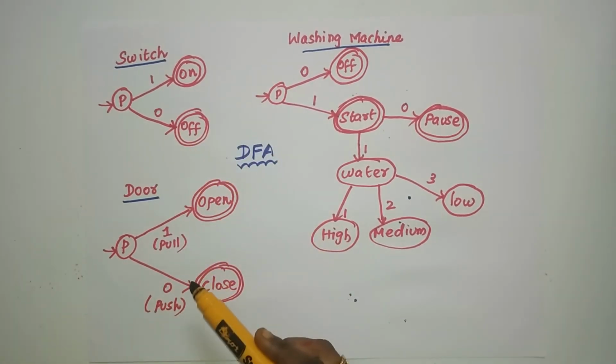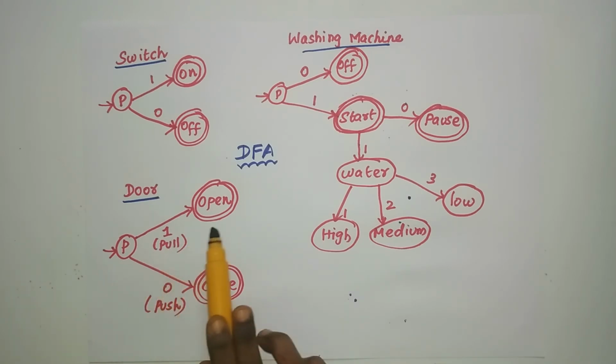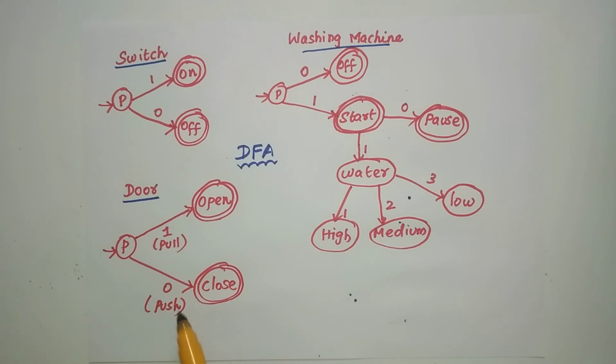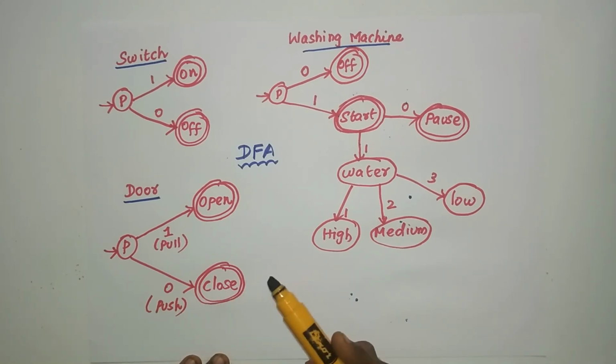When you take a door, the machine is in the state P. When you give 1, it opens. When you give 0, it closes the door. So it is symbolically represented here as an example. I am helping you understand where the deterministic property holds in our real life examples.